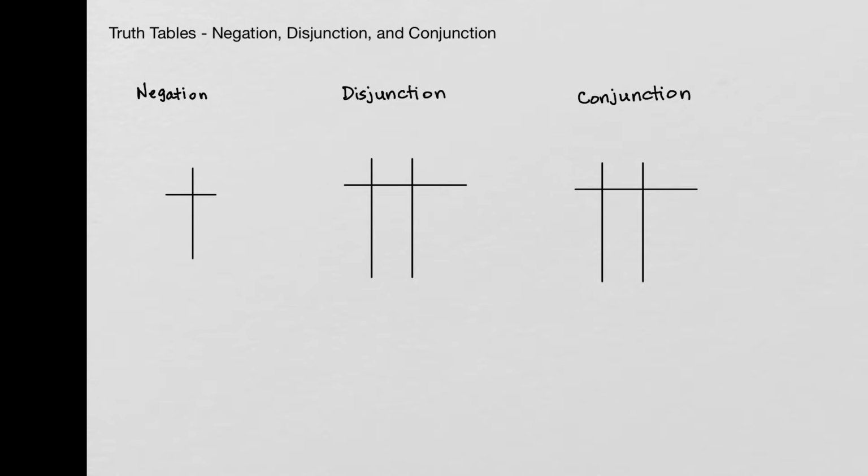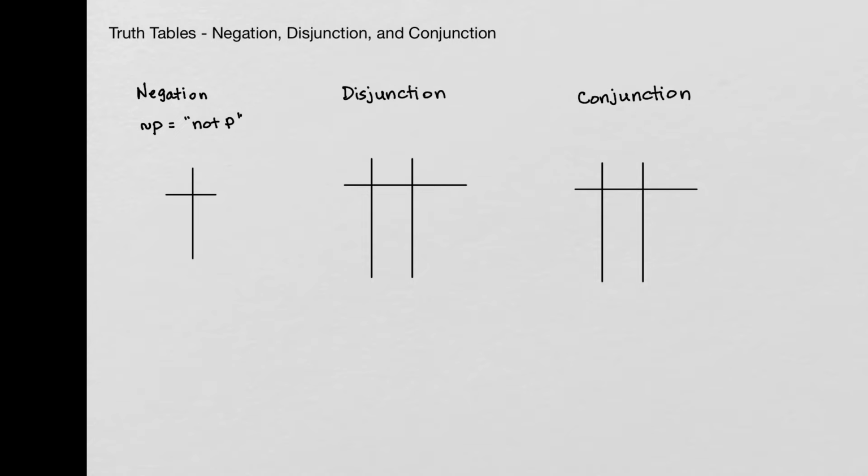In this video, we're going to talk about how to create a truth table for negation, disjunction, and conjunction. So we'll start with negation, and this is where we have a statement P, and we're going to negate that statement. So this means not P.